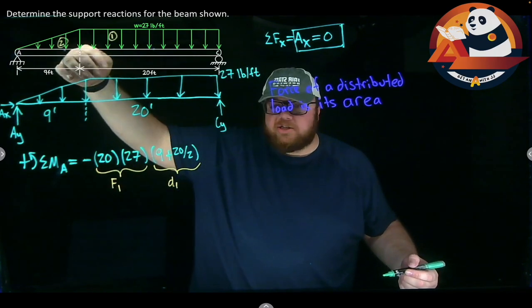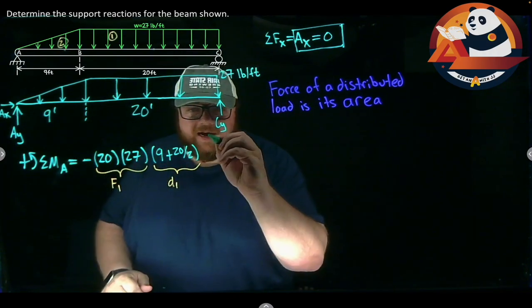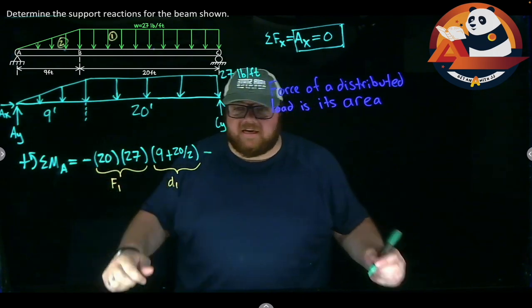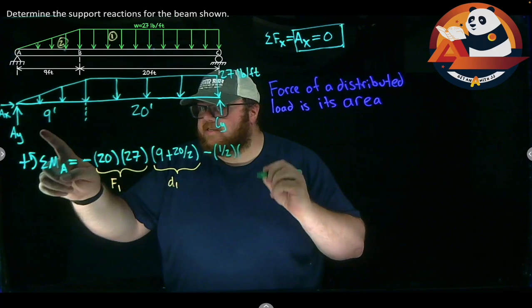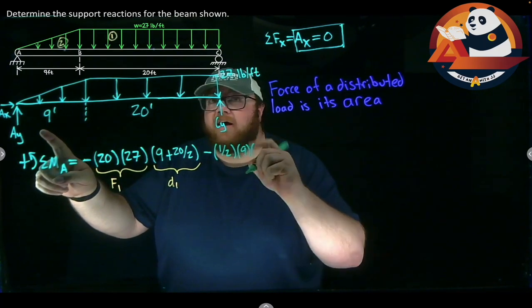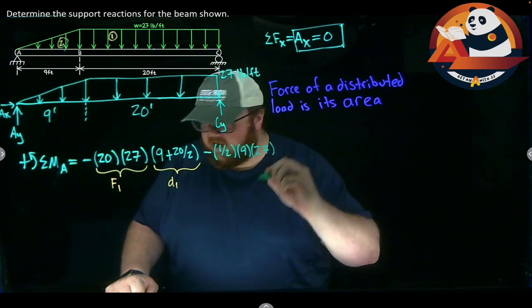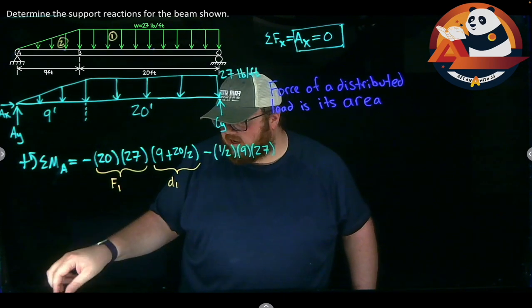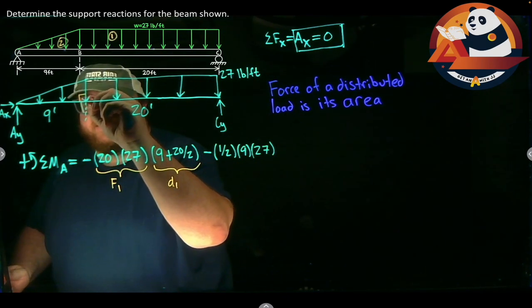Area 2 would also be causing a clockwise rotation, so minus. The area of a triangle is 1/2 base times height, so minus 1/2. The base is 9, and the height is 27. 9 times 27. And then what's my distance on this one? Distance for a triangle should always be 1/3 of the way into it, measuring from the 90-degree angle.